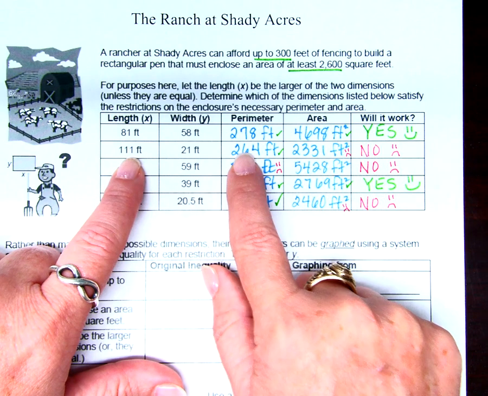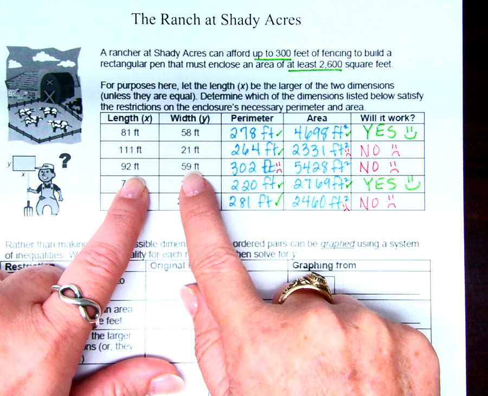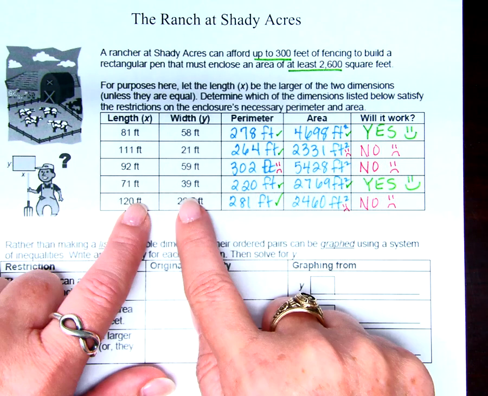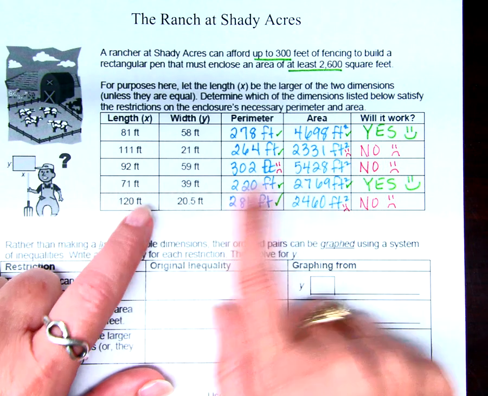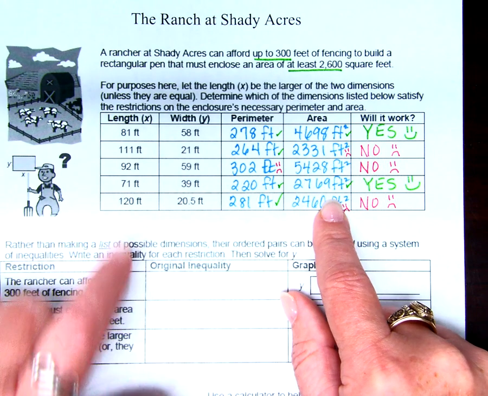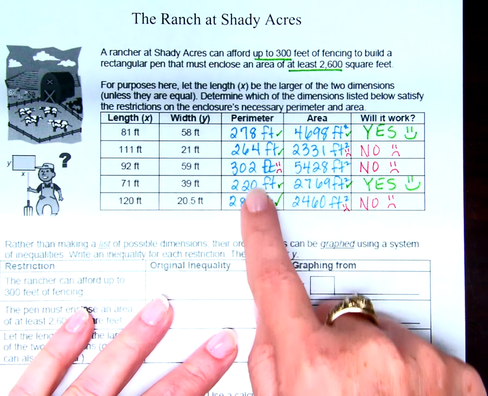We found perimeter of this and area of this. Found perimeter of this and area of this. Perimeter of this and area of this. Perimeter of this, area of this. Yes? Then what did we do with the perimeters?